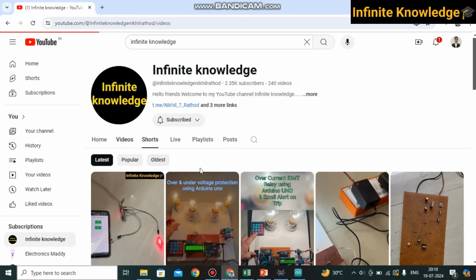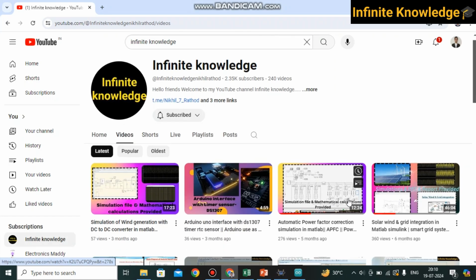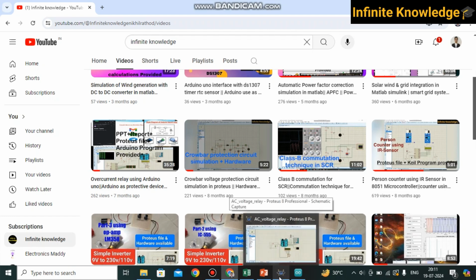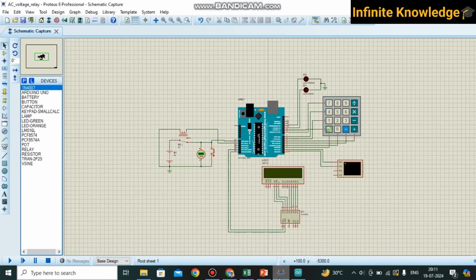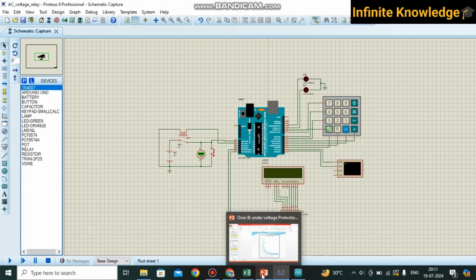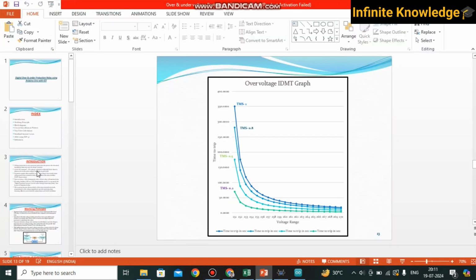I have already made a video of over current protection using Arduino Uno. In that video, I developed a totally over current relay in hardware as well as in Proteus simulation. So here we are going one step forward, and now we have developed over and under voltage protection using Arduino Uno. I am just giving you the brief, then we will check the simulation and the hardware.